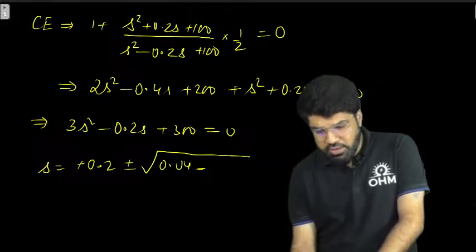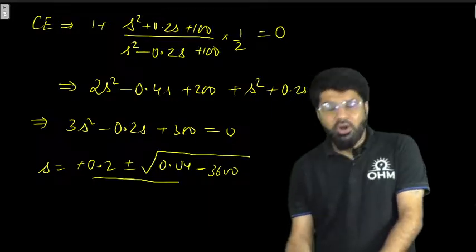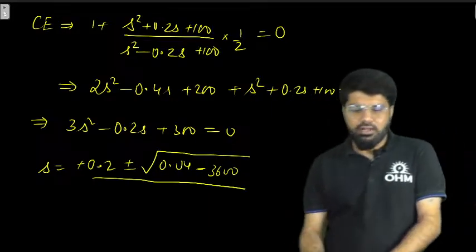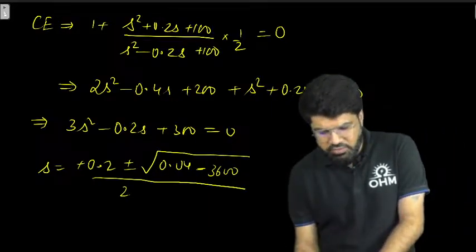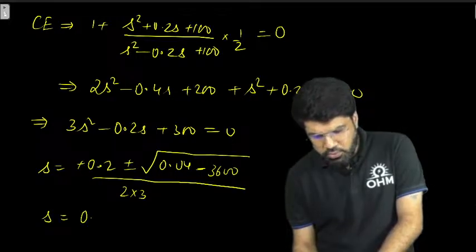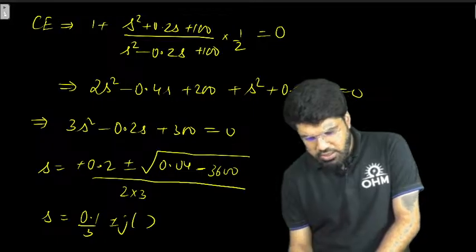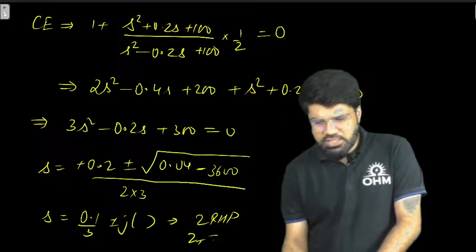12 into 300 is 3600, but again 0.04 minus 3600 is negative, and under root of a negative number, the roots are imaginary, divided by 2a. So this is again going to be 0.2 by 2 cancel, 0.1 by 3 plus or minus j something. Okay, so both are in RHP. Okay, 2 RHP, Z plus is also 2.